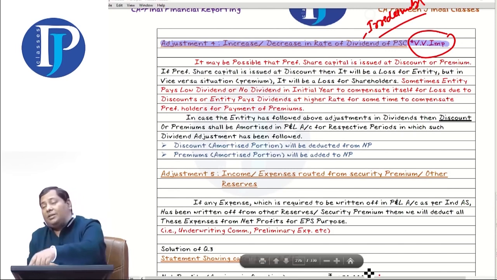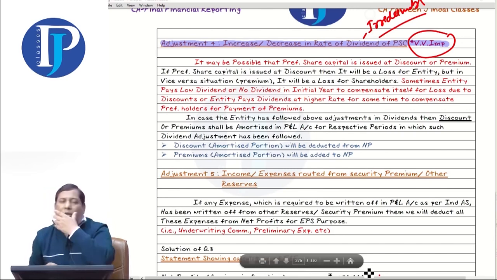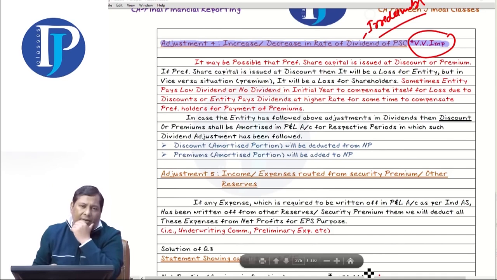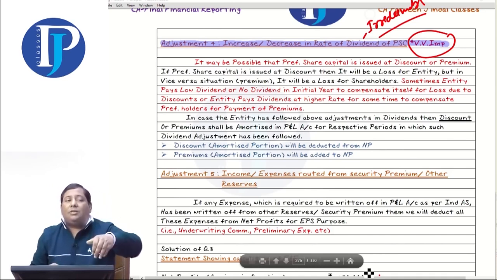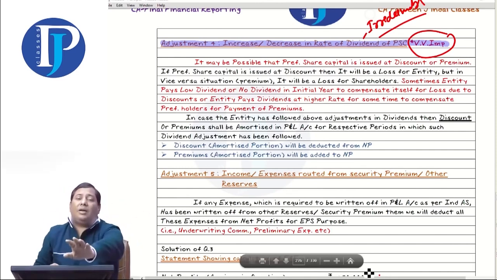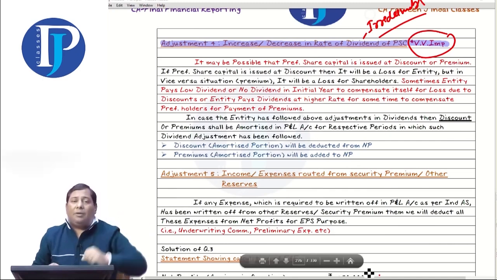Company has issued preference shares at premium. So they feel that it has taken more money from shareholders. So they told them that we will pay you more dividend in 3 years than the normal dividend. Did you understand, dear students? Your normal rate is 7%. We will give you 8% and we will compensate you for the premium.